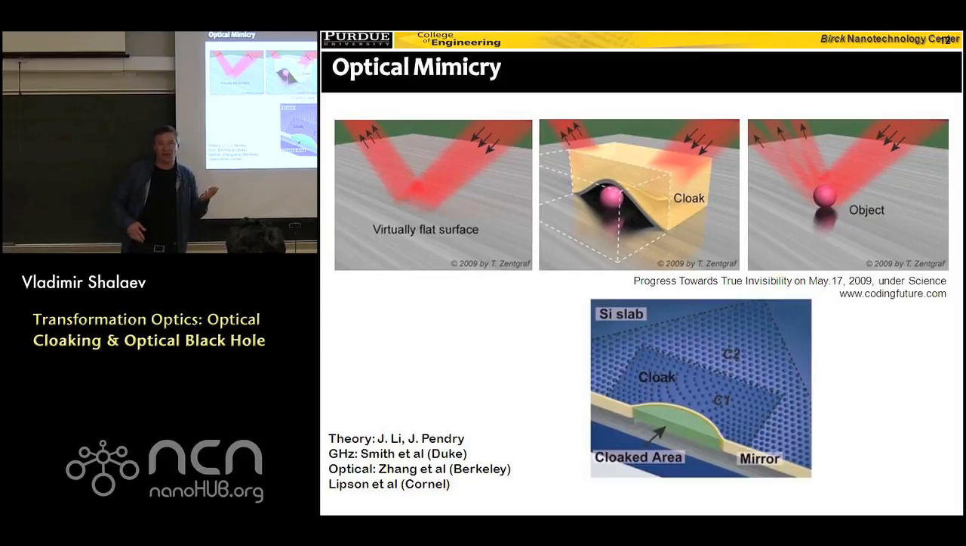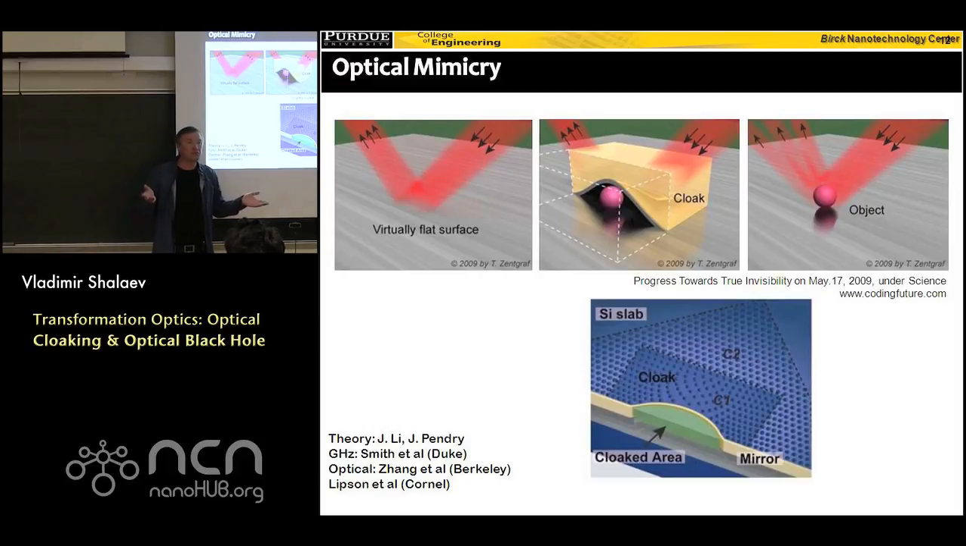Okay, what is cloaking? You create such a distribution of epsilon mu in space, in three-dimensional conventional space, so that it becomes invisible for light, for some particular wavelengths. But we know that the actual space is four-dimensional. So in principle, x, y, z, and t, time, related to each other.